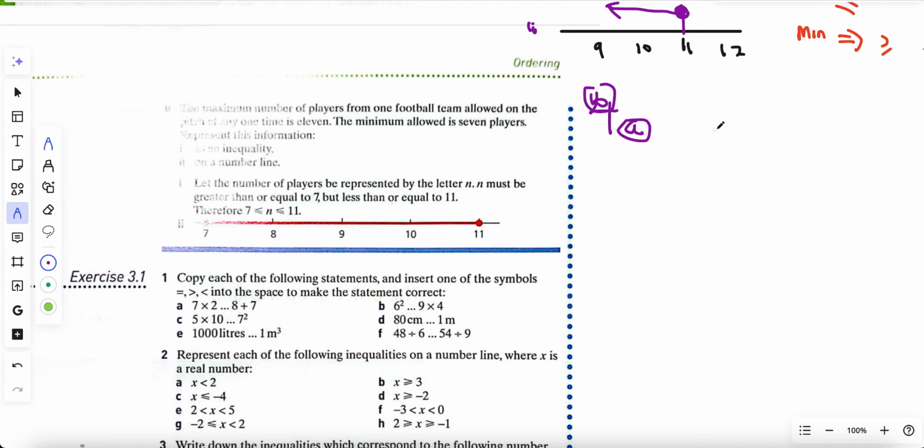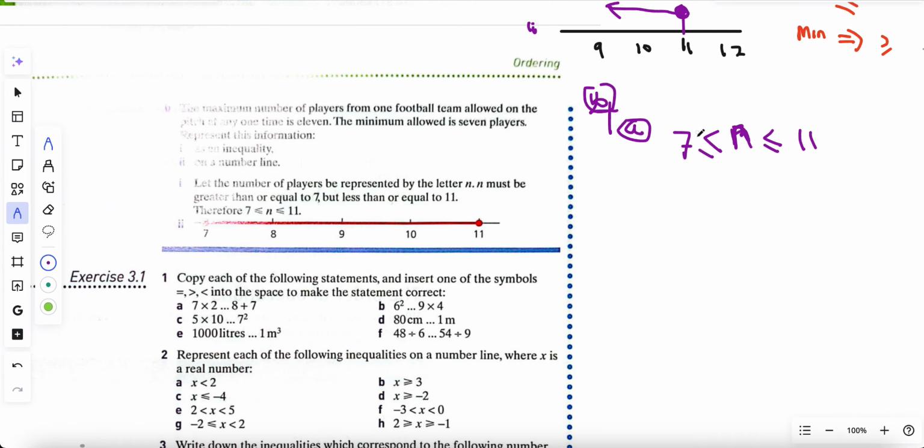So if they say represent this in inequality, you say let's say P is the number of players, or N, we can use N as the number of players. Okay, we say N is lesser than or equal to 11, meaning there can be 11 players or less than 11 players, and greater than or equal to 7. So this is the inequality that you should write.